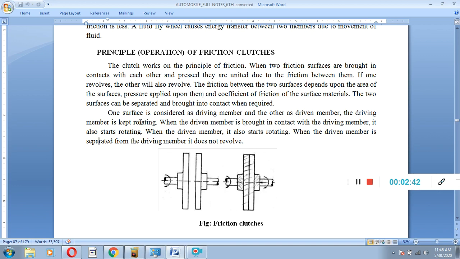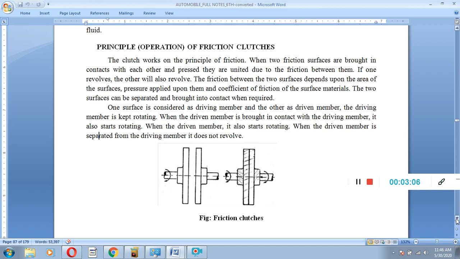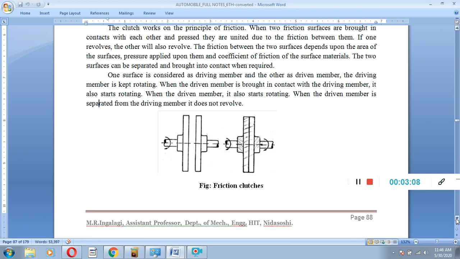The driving member is kept rotating. When the driven member is brought in contact with the driving member, it also starts rotating. When the driven member is separated from the driving member, it doesn't revolve. Now this is the diagram you are having.